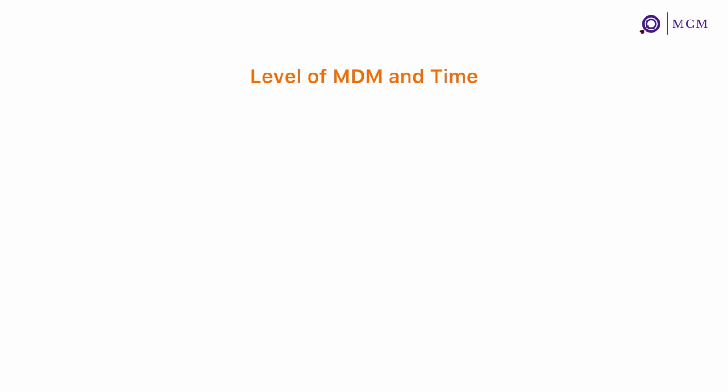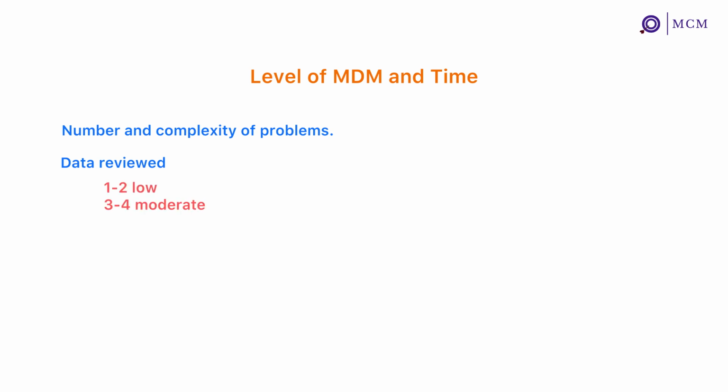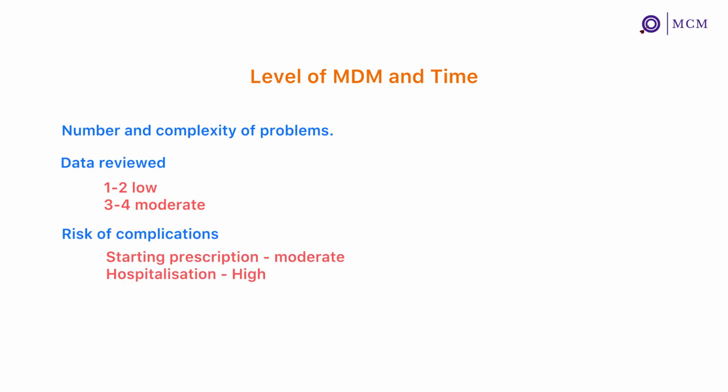Next important and crucial component of E&M service is level of MDM and total time of E&M service. First, medical decision making, MDM, is based on the number and complexity of problems addressed, the data reviewed and analyzed, like labs, tests, or medical records. If fewer than 2 tests are ordered, it means low MDM, and more than 3 means moderate MDM. Then the risk of complications or treatment decisions, such as starting medications or hospitalization. Starting prescription drugs means moderate MDM and if the patient is hospitalized it means high MDM.